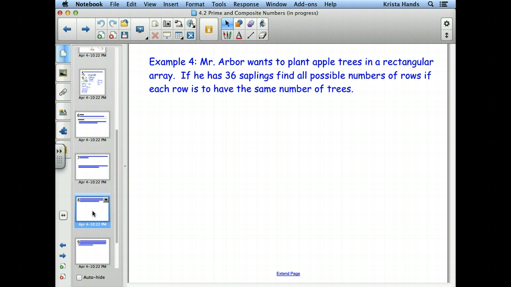4 and 9. So you could have 4 trees and 9 rows, or the other way around, right? You could have 9 trees and 4 rows. So he has 4 wide, 9 long, in other words, or vice versa. So if you have 4 and 9, what else could he have?